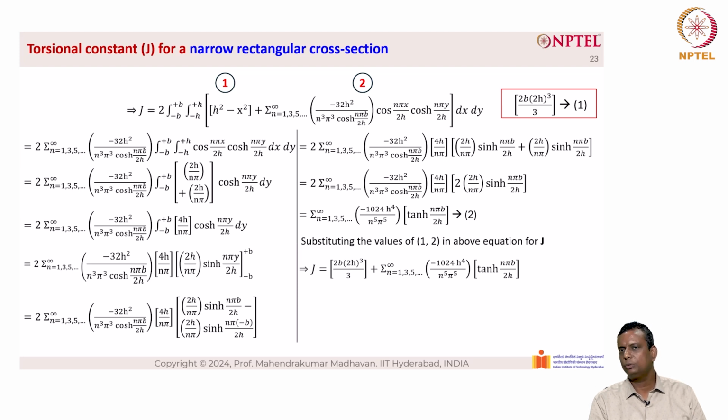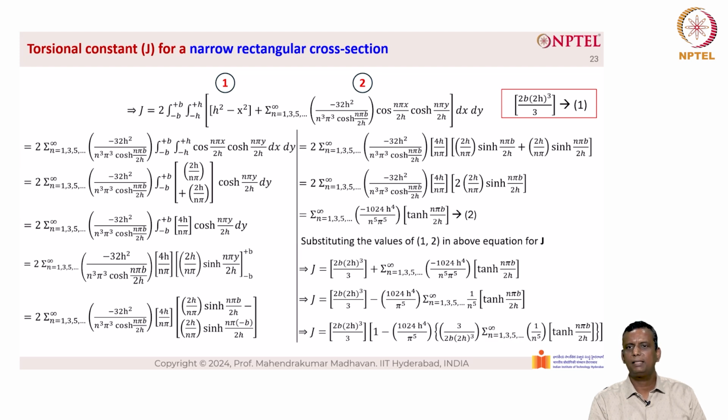Now what we can do is that we can take this minus 1024 h power 4 by pi power 5 outside. So when we take that outside, we have J equal to 2b into 2h the whole cube by 3 minus 1024 h power 4 by pi power 5 into the series function, n equal to 1, 3, 5 up to infinity, 1 by n power 5 into tanh n pi b by 2h. So we expand this series function. When we expand the series function, we get the equation as shown on the screen here, right?